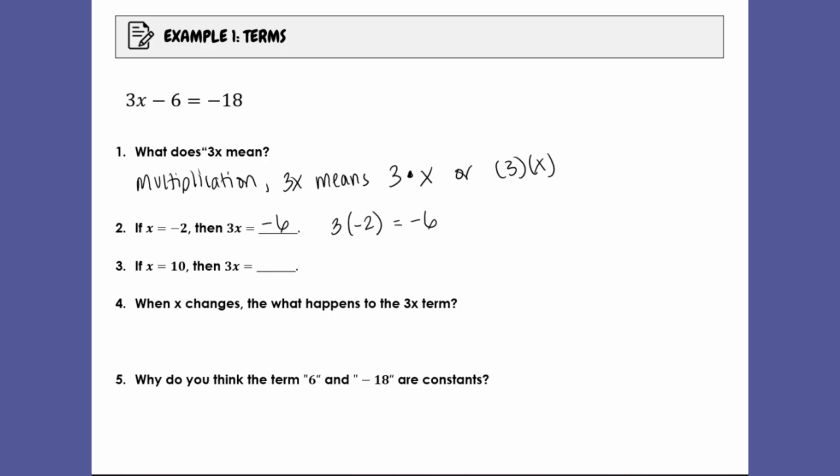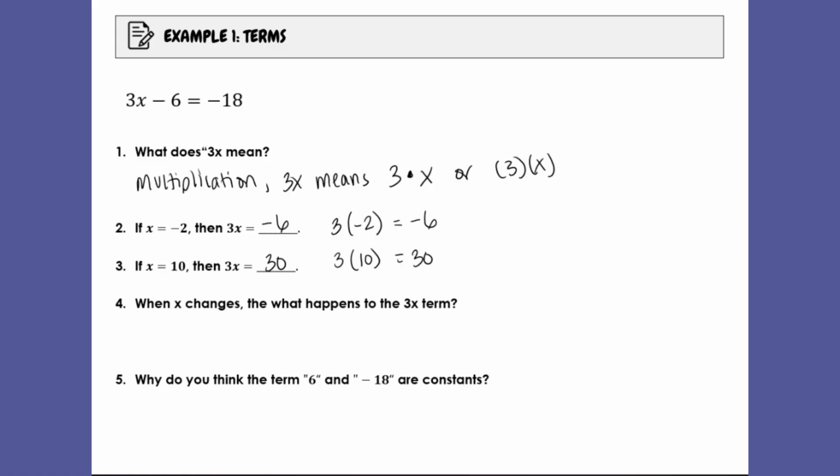If x is 10, then I would do 3 times x, which is really 10. So I'd replace x with 10. 3 times 10 is 30. So 3x equals 30. So again, getting you used to the idea of when you have a number and a variable next to each other, you're going to multiply them. So we obviously don't know what x is, so we just write 3x. But if we did know what x is, like in questions 2 and 3, then we can actually evaluate that part of the expression and figure out what value 3x actually has.